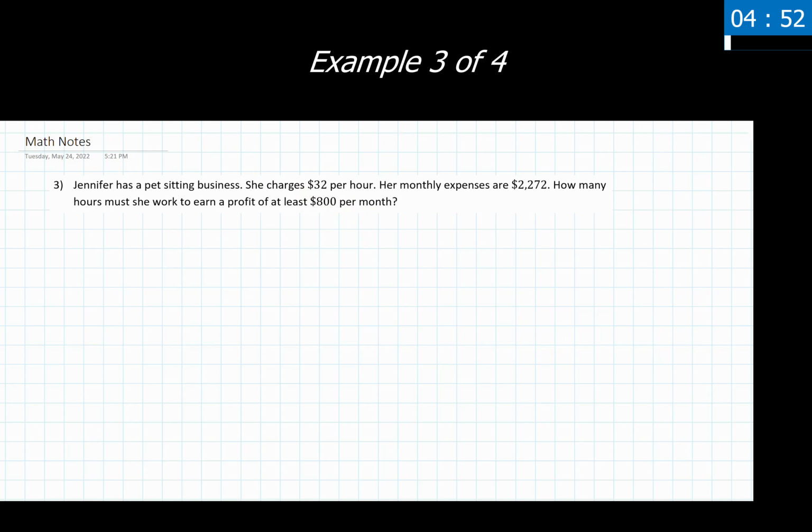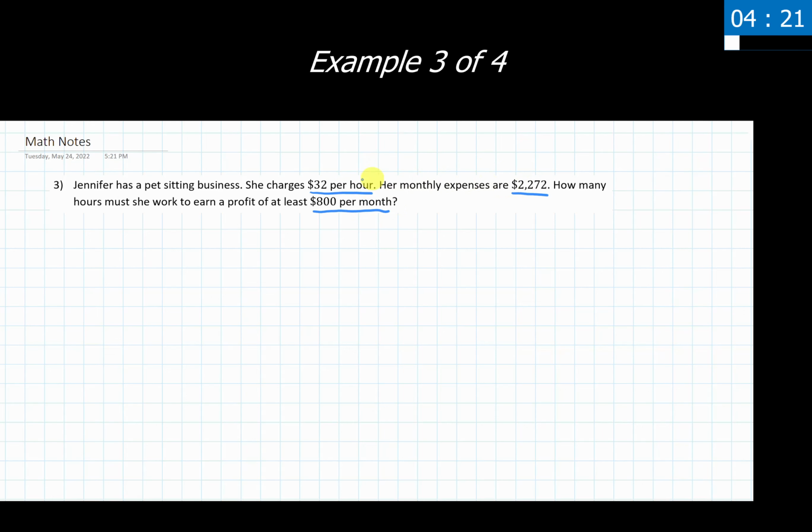Now again, we have a fair amount of stuff going on in this problem. I think it's a pretty good call to organize this for ourselves before we start making equations or inequalities as necessary. So I'm going to make some bullet points here. We have something regarding $32 per hour. We have something with $2,272, and then we have $800 per month. There we go. So what do we know about each of these numbers?